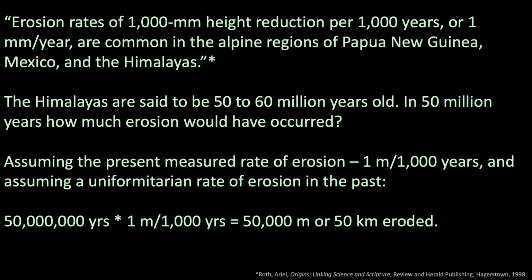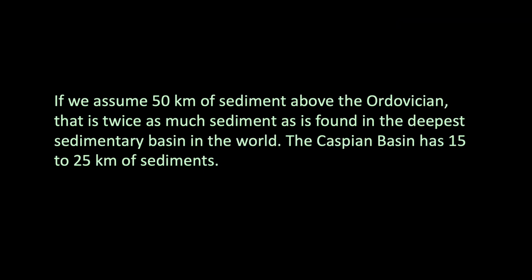So erosion rates of 1,000 millimeters per 1,000 years, or 1 millimeter per year, are common. The Himalayas are said to be 50 to 60 million years old. In 50 million years, how much erosion would have occurred? Assuming the present measured rate of erosion, 1 meter in 1,000 years, and assuming a uniformitarian rate, in 50 million years, 1 meter per 1,000 years would give us 50,000 meters of erosion, or 50 kilometers that have been eroded. If we assume 50 kilometers of sediment above the Ordovician, that's twice as much sediment as is found in the deepest sedimentary basin in the world.